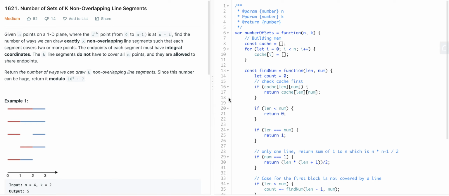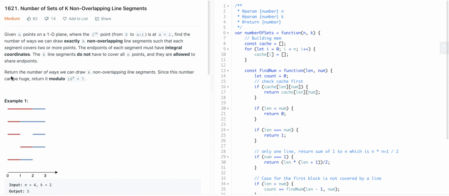Let's get into it. So the problem: given n points on a 1D plane, where the ith point from 0 to n minus 1 is at x equal to i, find the number of ways we can draw exactly k non-overlapping line segments such that each segment covers 2 or more points. The endpoints of each segment must have integral coordinates. The k line segments do not have to cover all the endpoints, and they are allowed to share endpoints.